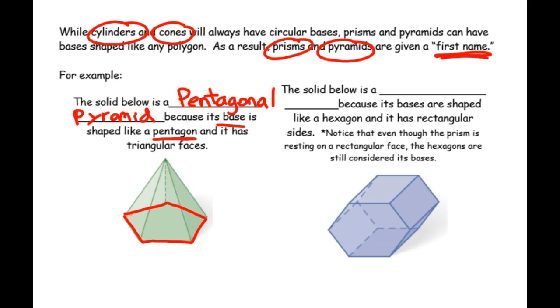The solid below over here. The second one is what? How many bases? So we have 1, 2 bases that are both hexagons. Now what do you call it? So what do you call it when you have 2 bases connected by rectangles like that? Prism. And since the base is a hexagon, hexagonal.